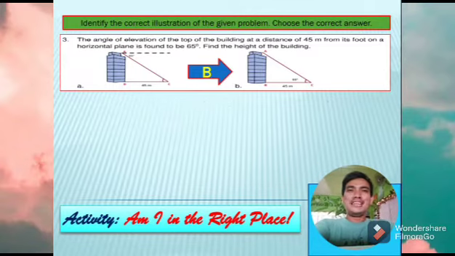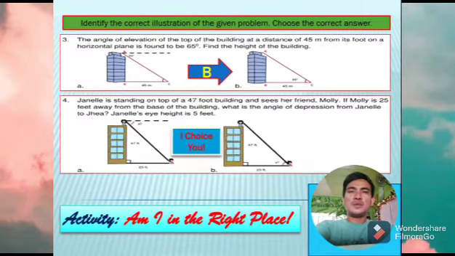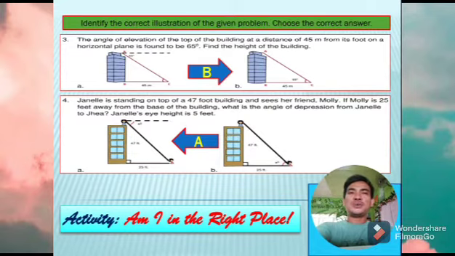Okay, let's proceed to number 4. Janelle is standing on top of a 45-foot building and sees her friend, Molly. If Molly is 25 feet away from the base of the building, what is the angle of depression from Janelle to Molly? Janelle's eye height is 5 feet. Let's illustrate. Which one is correct? There you go. That's correct. That is letter A illustration.